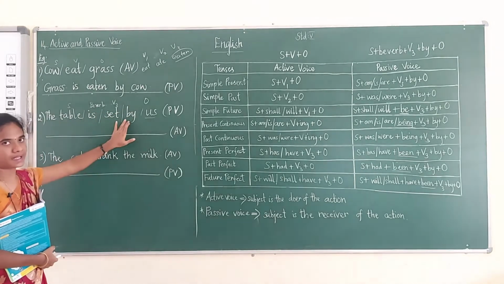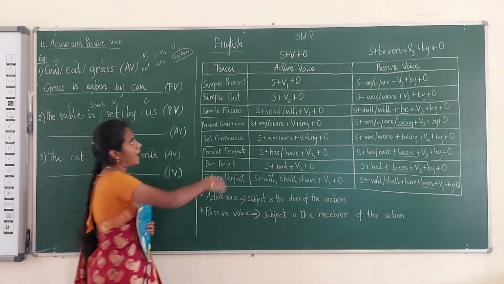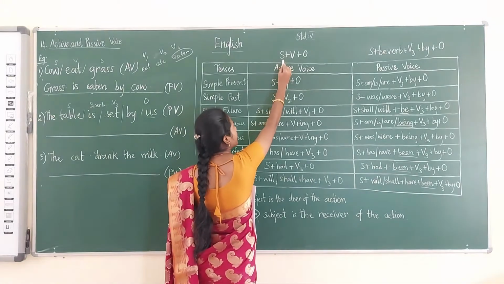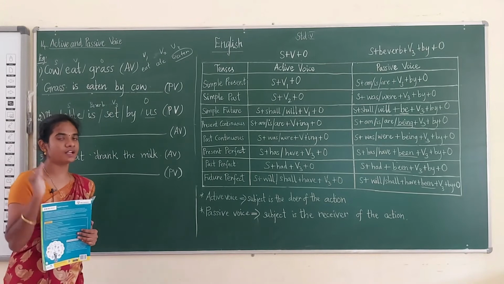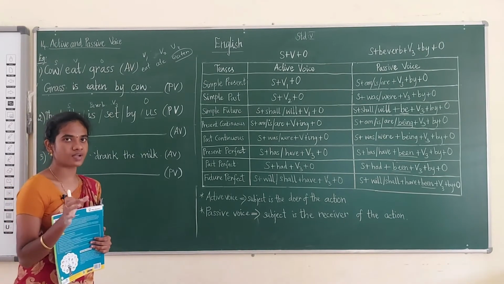So we are including by plus object. So this is the structure. We have to write the active voice. What is the structure of the active voice? The structure is subject plus verb plus object. You have to write in this pattern only: subject, verb, object. This should be the structure. Like this structure you have to write.